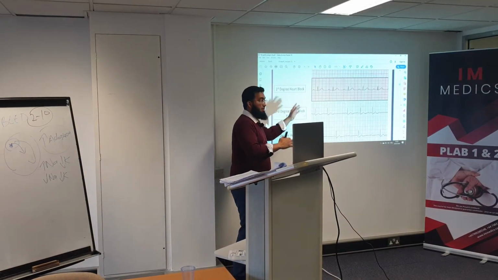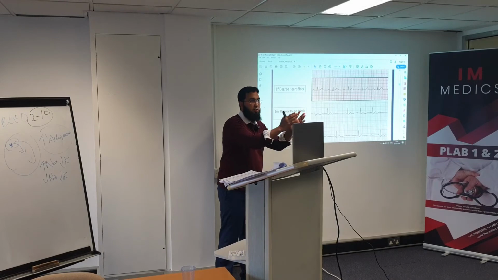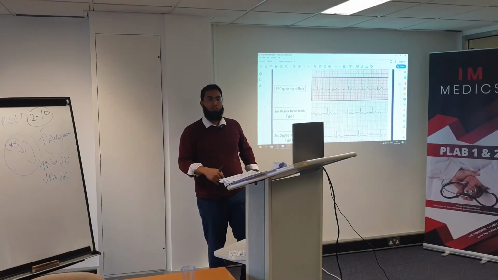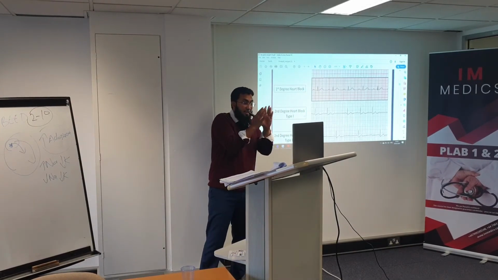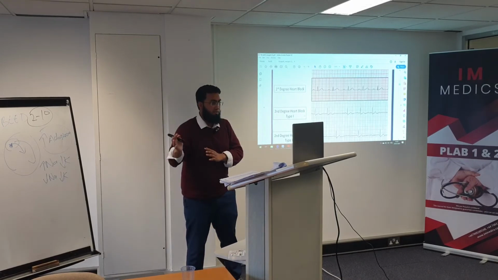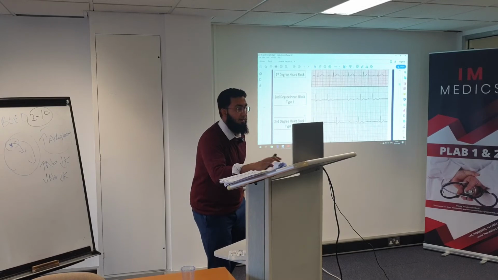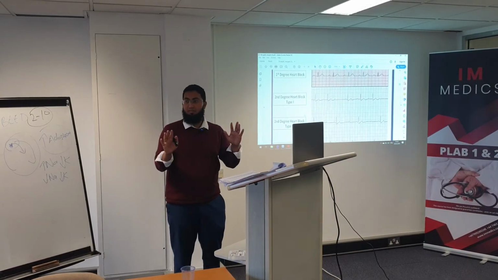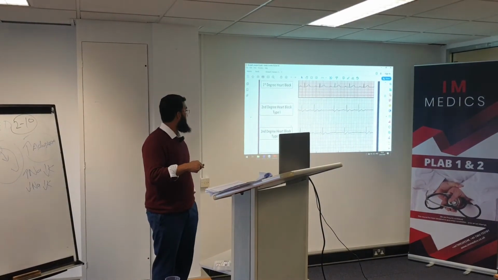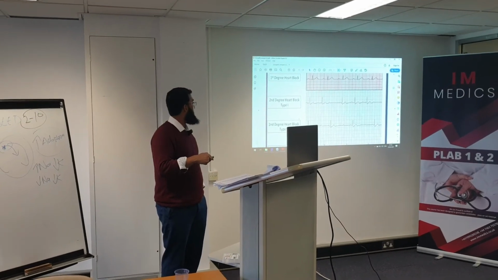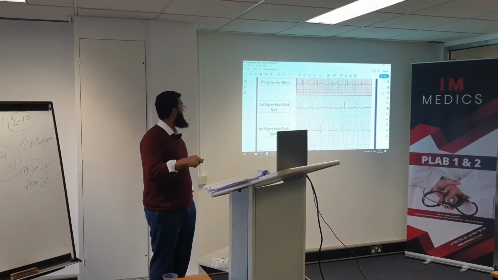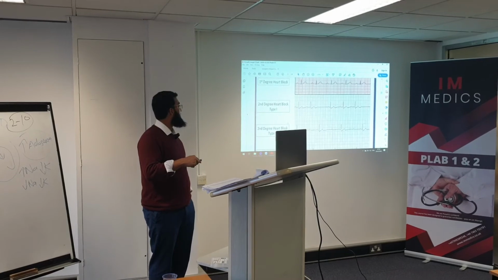Type 1, the PR gets longer, and then drops a beat. So you have to look for that one. Does it get longer and longer, and does it drop a beat? That's type 1. Type 2 is very simple. PR remains same. So as you can see, P wave here, QRS, that's fine. P wave here, drops a beat.